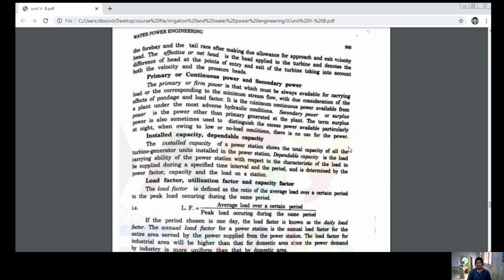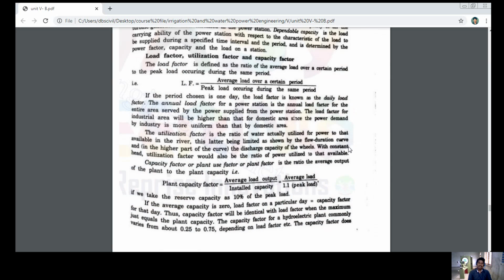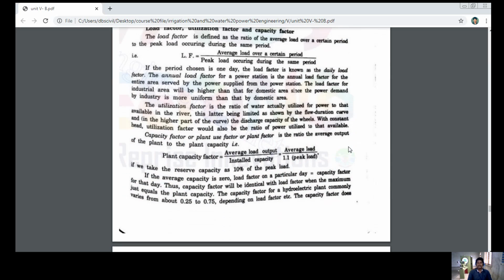Okay, now it's time for talking about the load factor, utilization factor and capacity factor. The load factor is defined as the ratio of the average load over a certain period to the peak load occurring during the same period. The formula is: load factor equals average load over a certain period divided by the peak load during the same period. If the period is chosen as one day, the load factor is known as the daily load factor.